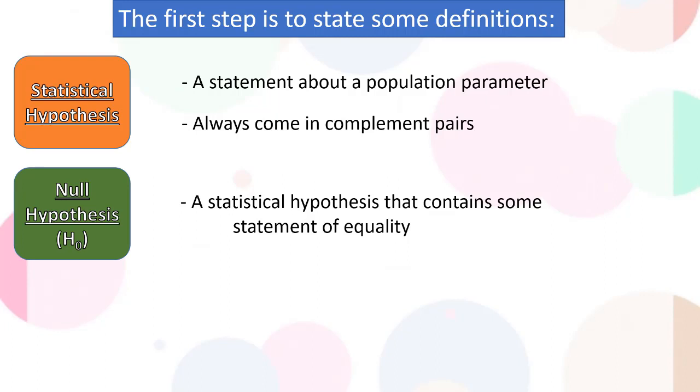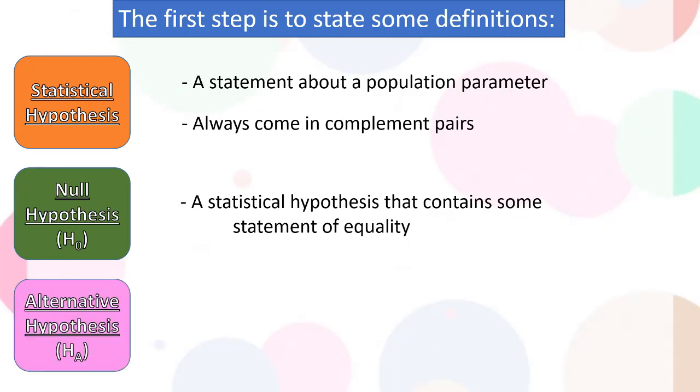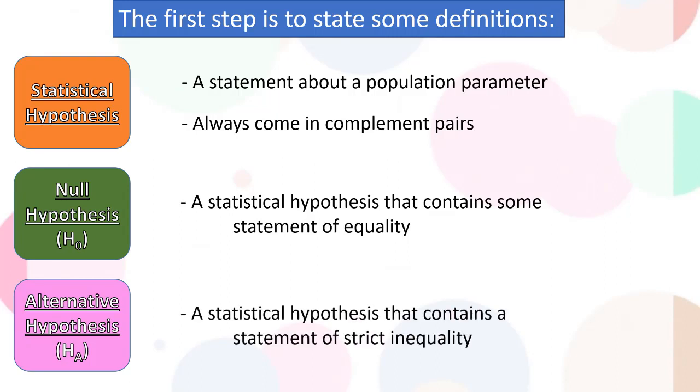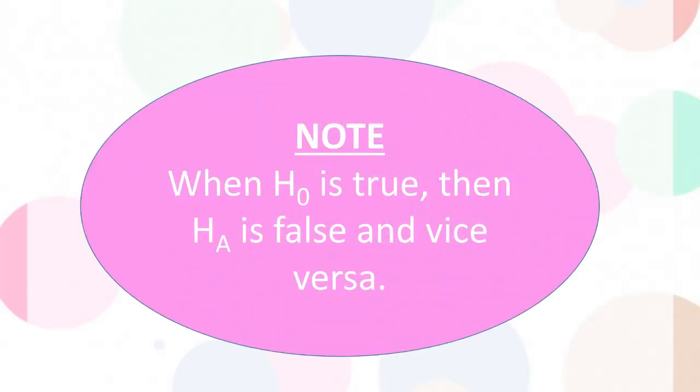The other hypothesis is called the alternative hypothesis, and we use HA as a symbol for that. And so in the alternative hypothesis, there is no equality. It's a statistical hypothesis that contains a statement of strict inequality. The way that these two hypotheses work is that if one of them is true, the other one is false. So when H naught is true, then HA is false, and vice versa.